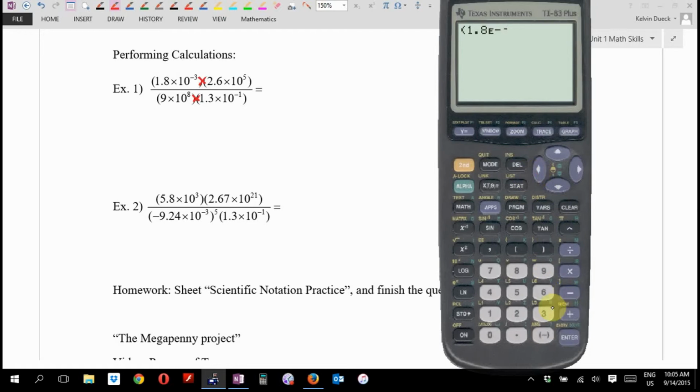You cannot go with the minus button, that's going to give me an error, because now my calculator thinks I'm going to take away 3. I have to use my negative sign. Don't close off the bracket. Don't go bracket, bracket. Instead, go times. That's way easier to follow. 2.6, scientific notation button, 5. Will we finish the top off? Yeah. Close it off.